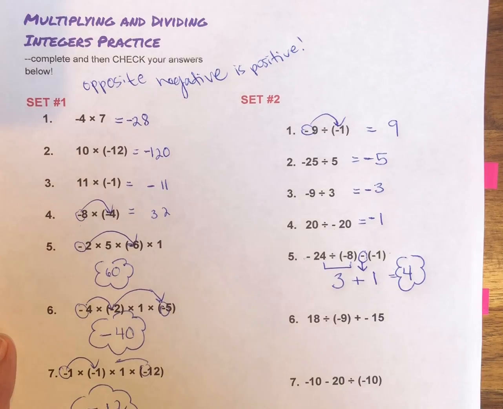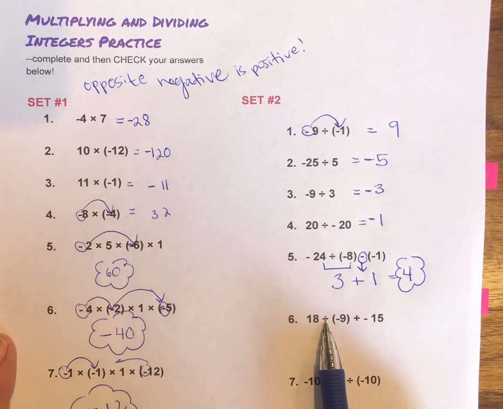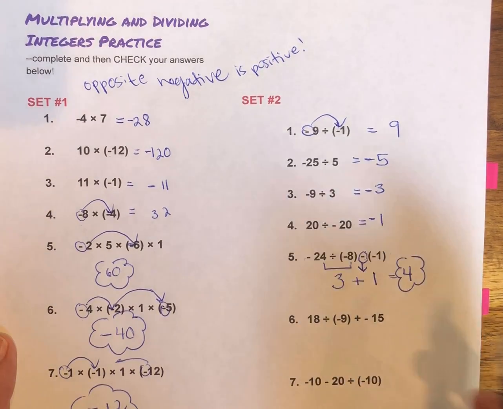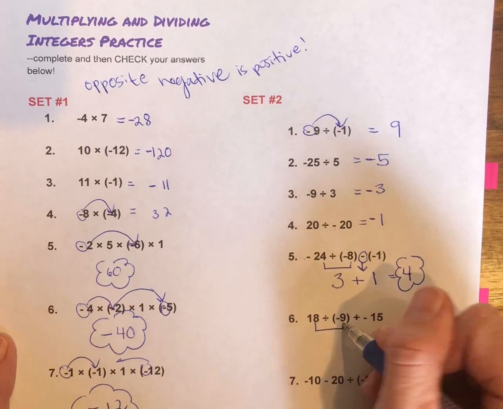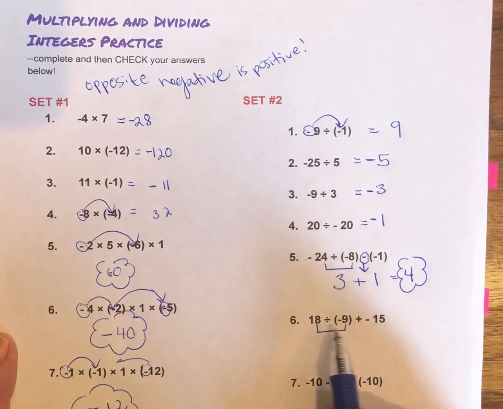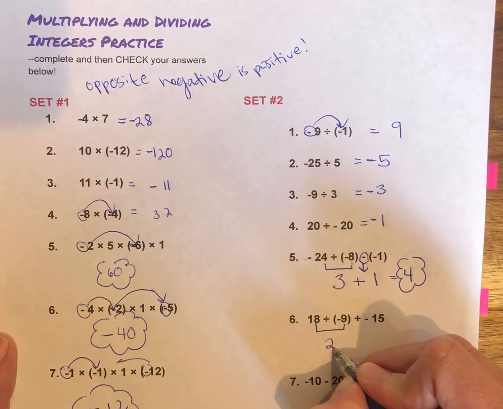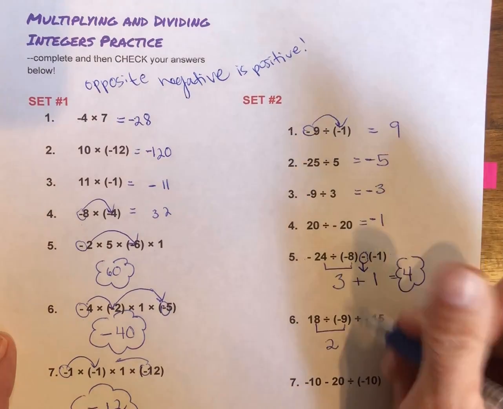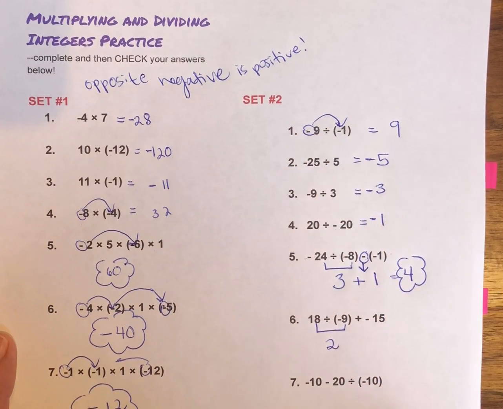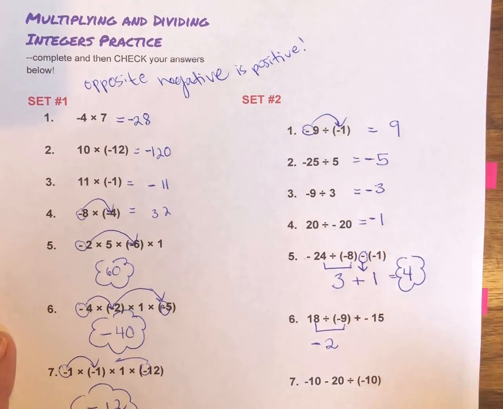Okay, 2 left. Again, I have a division and an addition. So we have to tackle division first. That's the case with order of operations. 18 divided by 9 is 2. I have a negative here, so we have to read that as the opposite of that positive makes it a negative.